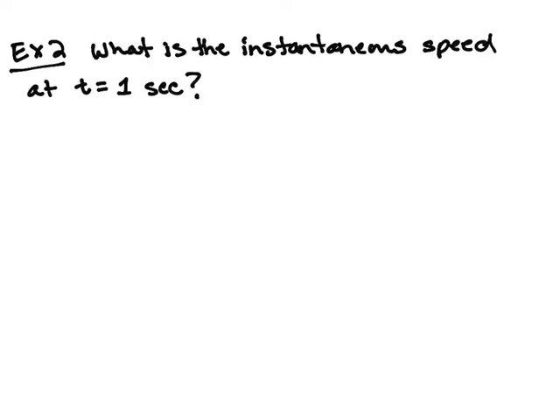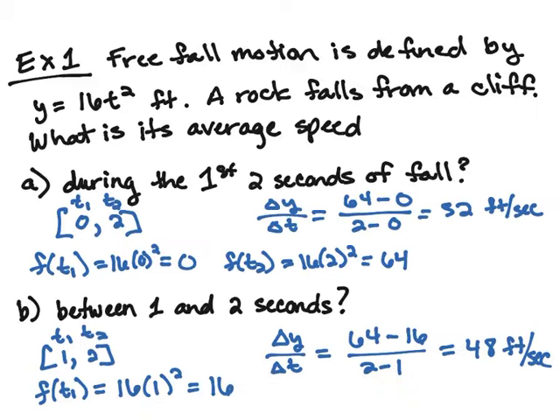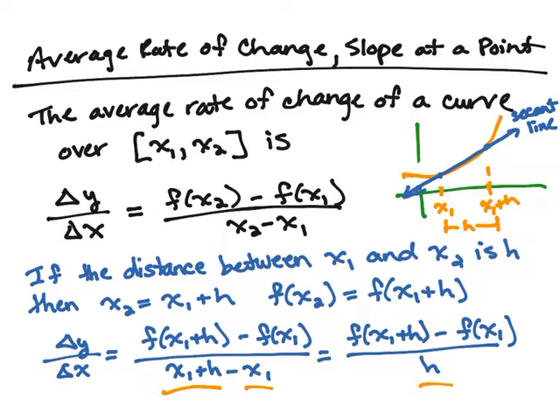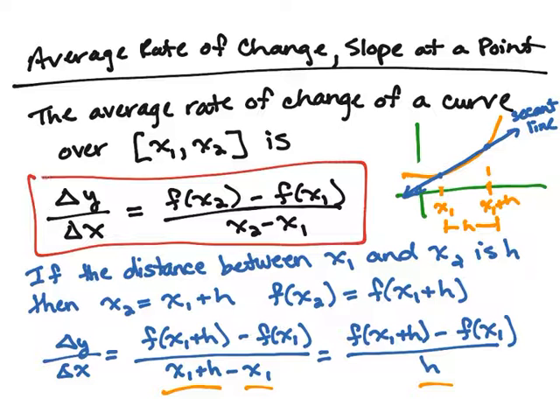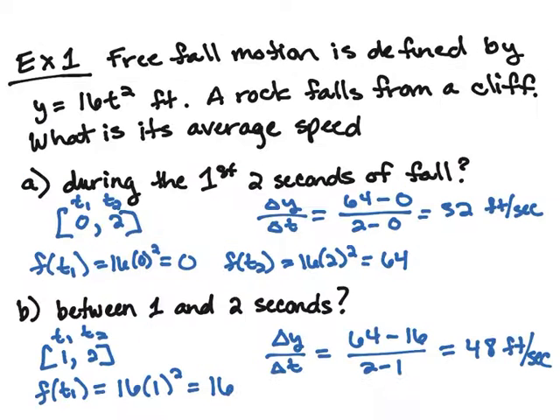Okay. What is the instantaneous speed at t equals 1 second? They didn't give me an interval of x values. If it's just at t equals 1 second, then my t1 equals my t2. That means I'm going to be dividing by 0. If we go back to this formula right here, if my x2 equals my x1, I'm dividing by 0. That's no good. But that's how I'm going to get to the instantaneous speed.